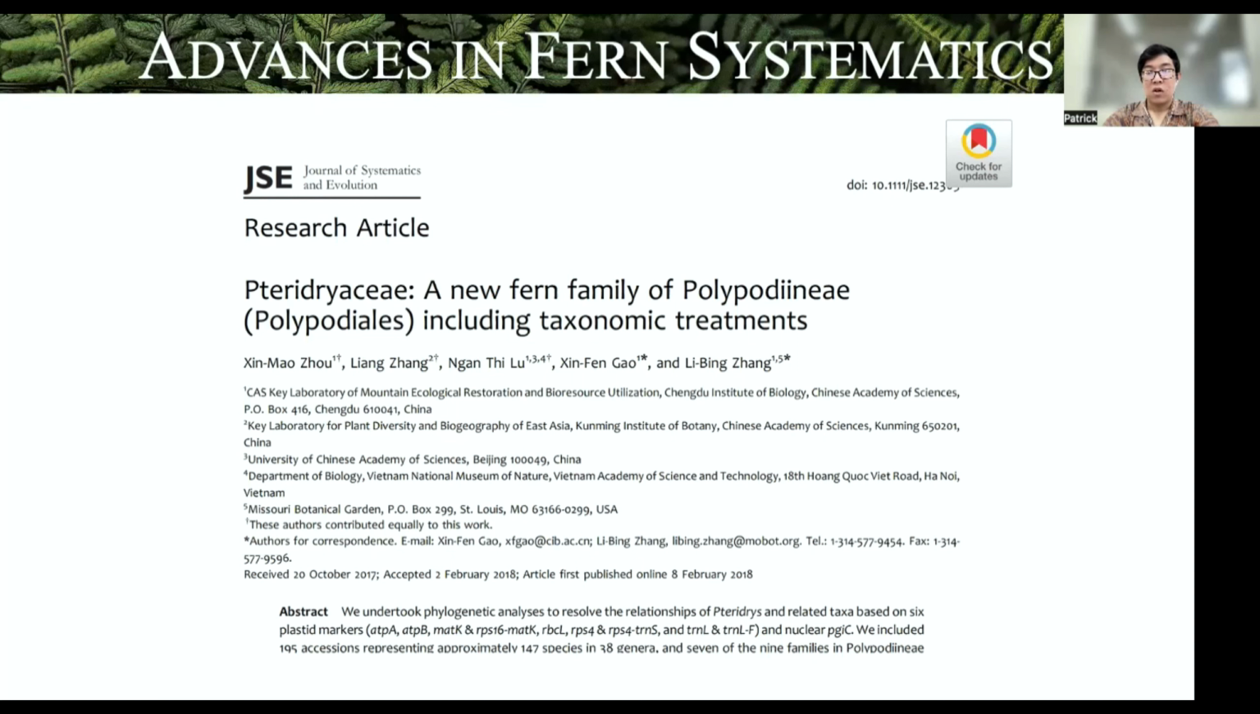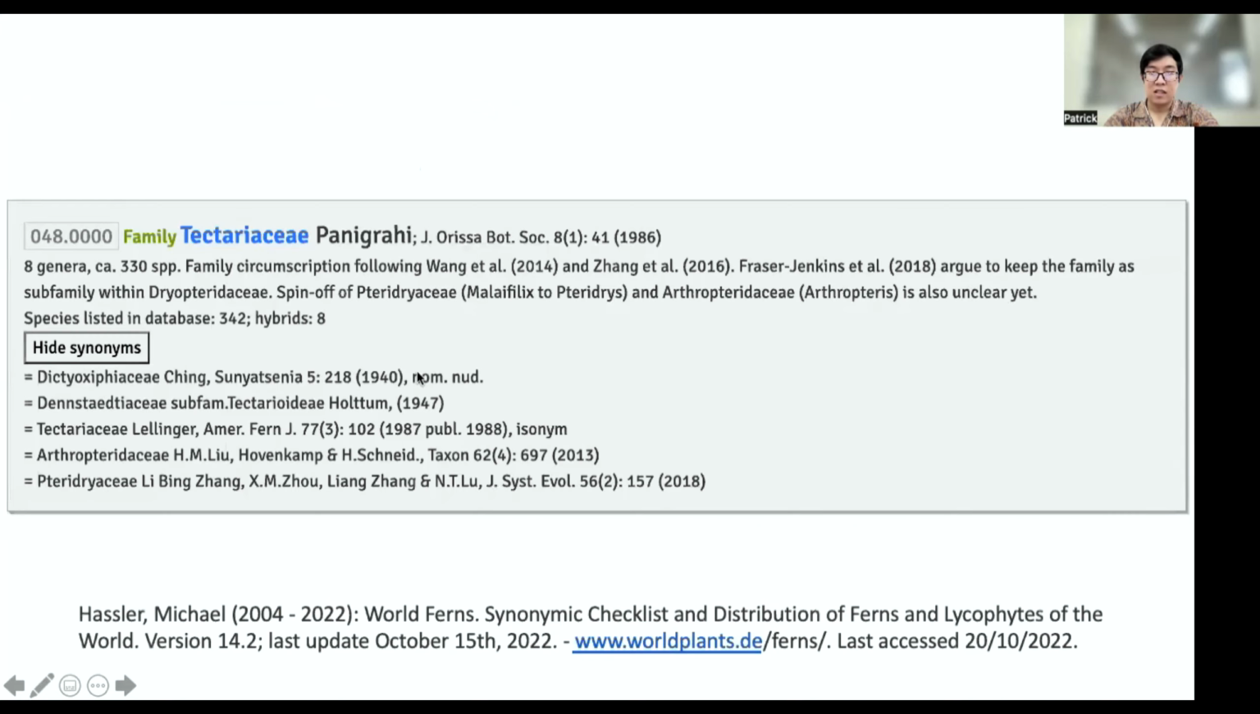Their analysis was also paired with molecular evidence, of course. And the family Pteridriaceae is also recognized by the CoSDigital Flora of the Philippines. But in Ferns of the World, Hassler follows the circumscription of Wang et al. 2014 and Zhang et al. 2016. Also, Fraser Jenkins et al. of 2018 argue to keep the family Pteridriaceae as a subfamily within the Dryopteridaceae.